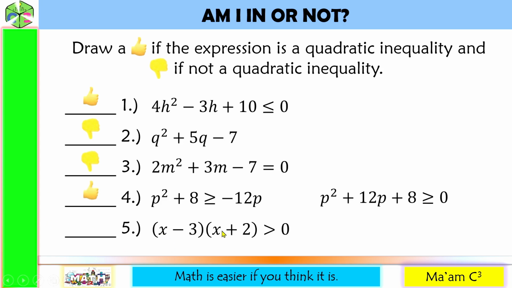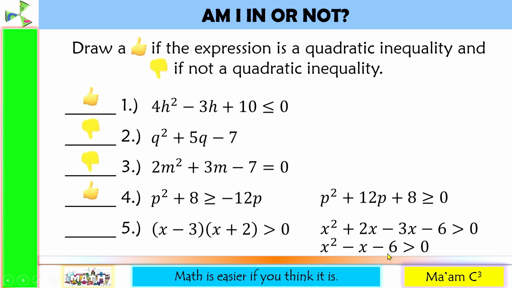The highest exponent of the variables is 1. But if I am going to apply FOIL method, x times x is x squared. X times positive 2 is 2x. Negative 3 times x is negative 3x. Negative 3 times 2 is negative 6. Copy greater than 0. Positive 2x minus 3x is negative x. The highest exponent of the variable now is 2, and I have an inequality symbol, so this is a quadratic inequality.